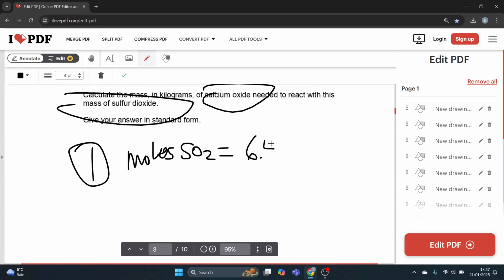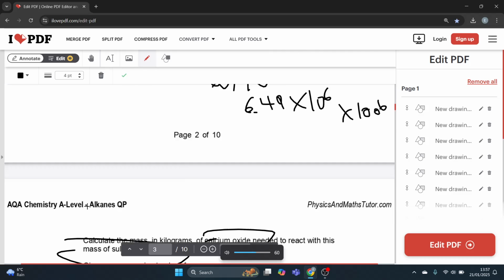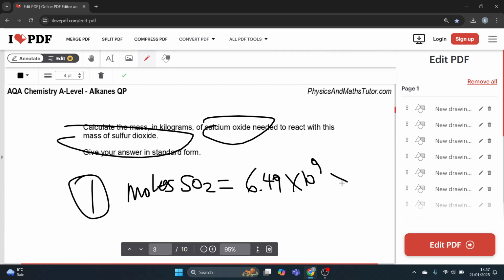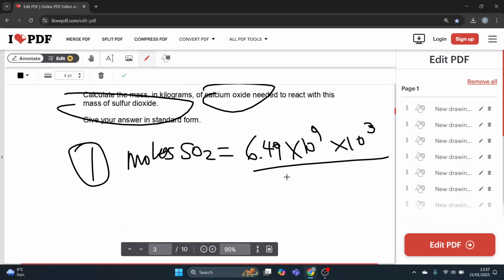But then I need 6.49 times 10 to the power 9, but I want mass in grams. I always want mass in grams. Moles is mass over Mr, where mass is in grams. So I need to times that by another 1000, 10 to the power 3, divided by the Mr of SO2. That should be pretty easy: 32.1 plus 16 plus 16.